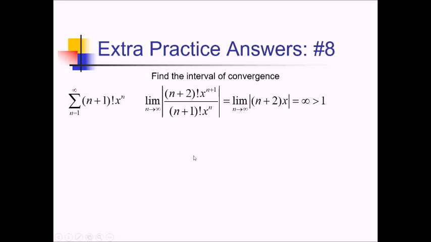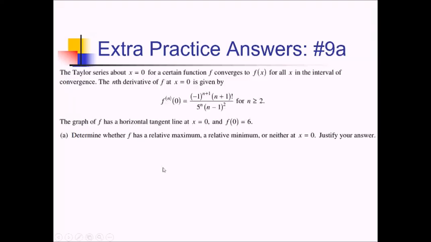So then our interval of convergence is just the x value 0. For this free response problem, we have a Taylor series about x equals 0, so basically a Maclaurin series, and we're told this converges for all x in the interval of convergence. The nth derivative at x equals 0 is given by this formula here, but note that this formula only works for n greater than or equal to 2.